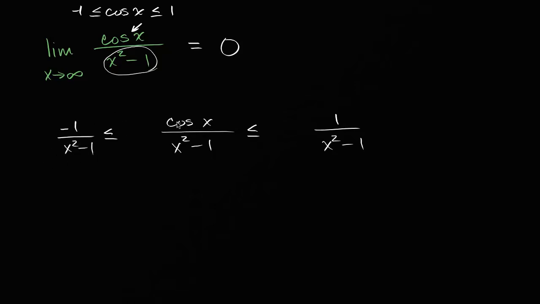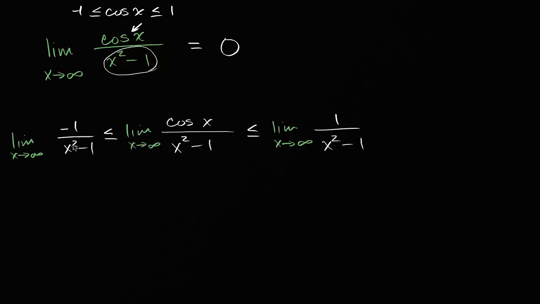And once again, I'm just saying, look, cosine of x at most can be 1, and at least is going to be -1. So this is going to be true for all x. And so we can say that also the limit as x approaches infinity of this is going to be true for all x. So limit as x approaches infinity.